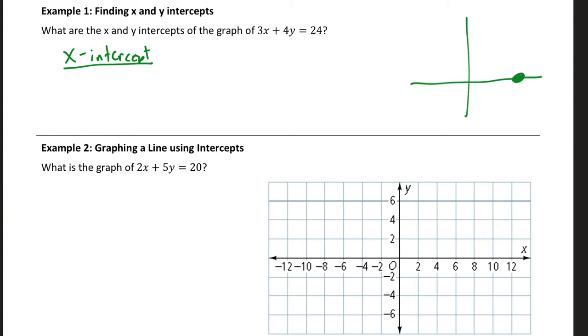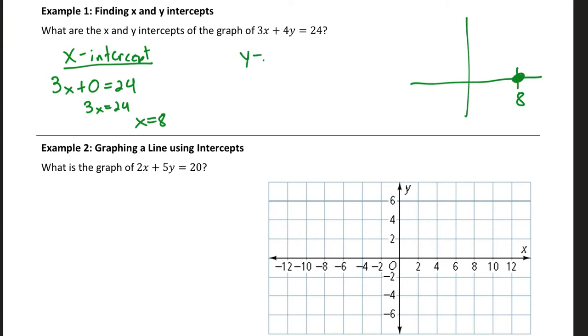So to find the x-intercept of this graph, we would substitute 0 in for y. So I'm going to do 3x plus 4 times 0, which is 0, equals 24. That really means 3x equals 24. X is 8. So my x-intercept is 8 for this equation.